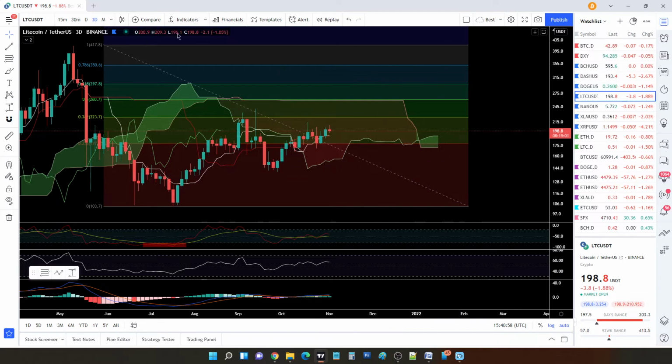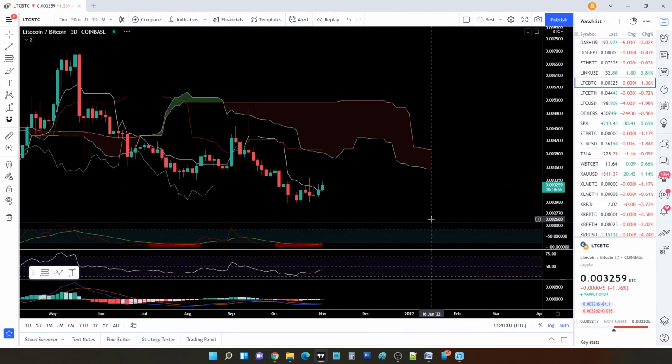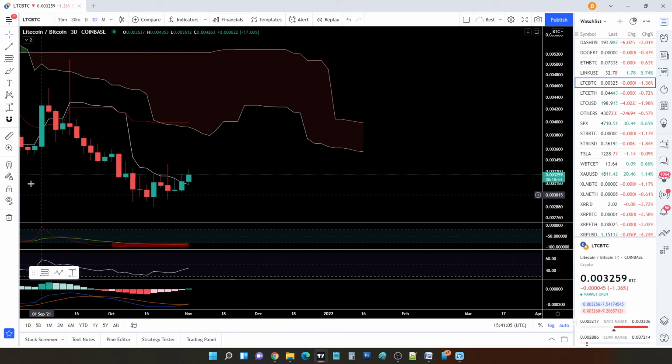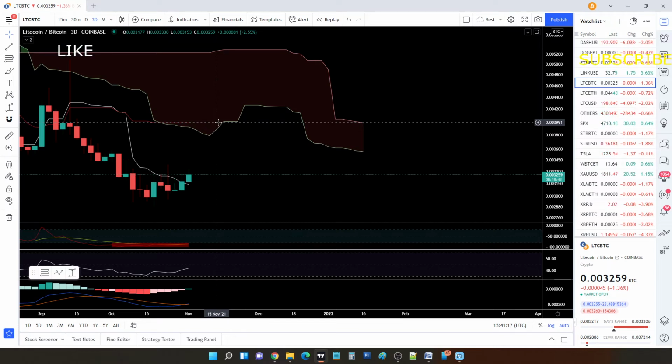Let's take a look at the Litecoin BTC pair real quick. So this is the Litecoin BTC pair, and you can clearly see we are above this white line, which is very bullish for the Litecoin BTC pair. This also shows that we will face some resistance at somewhere around 0.00399. So 0.004 would be the area to look out for if you're on this pair.